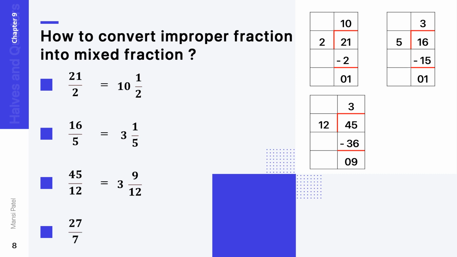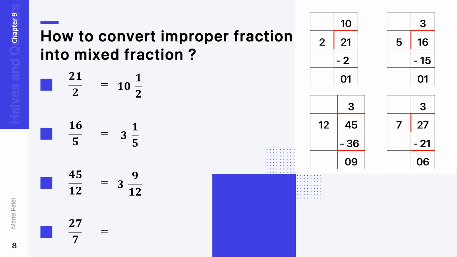Your next question is 27 upon 7. Do the division. 27 divided by 7. So 7 threes are 21. 27 minus 21. Your remainder is 6. So your answer is 3 and 6 sevenths.